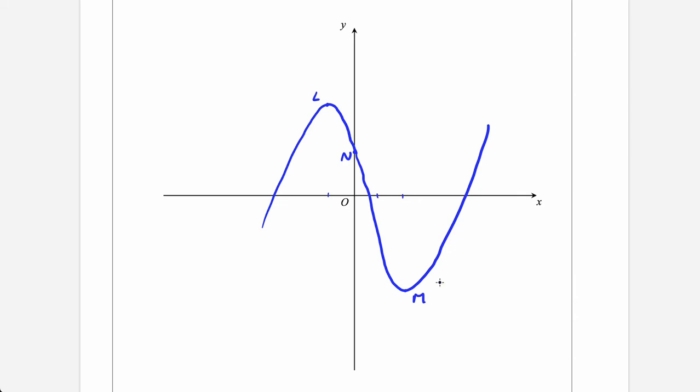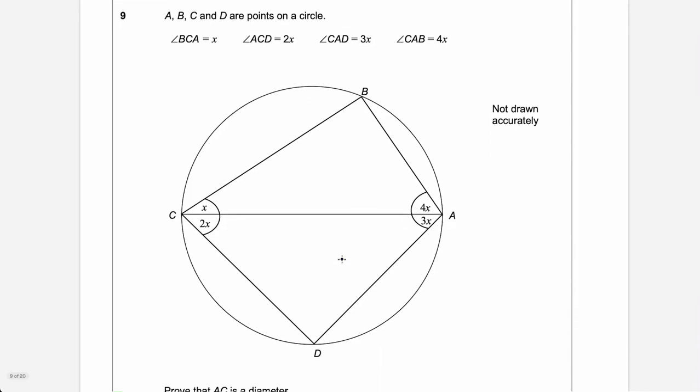That's a cubic. So, as long as you have the points, the correct shape. I think the 3 marks in the mark scheme, guys, are for the 3 points labeled, correct shape, and the fact that it crosses the x-axis at 3 places, once to the left and twice to the right of the y-axis.